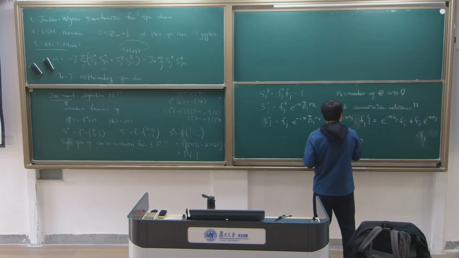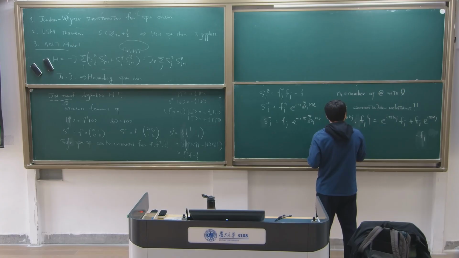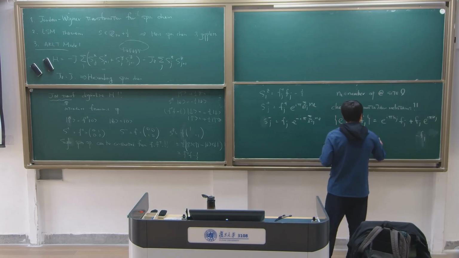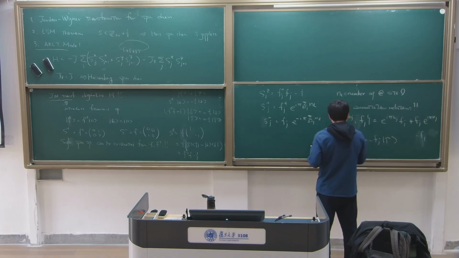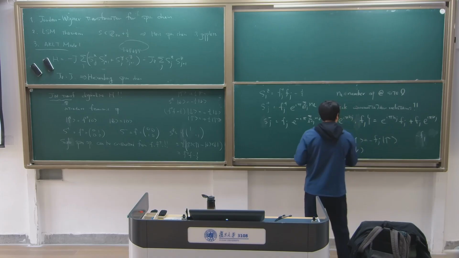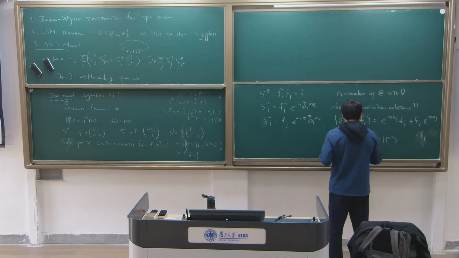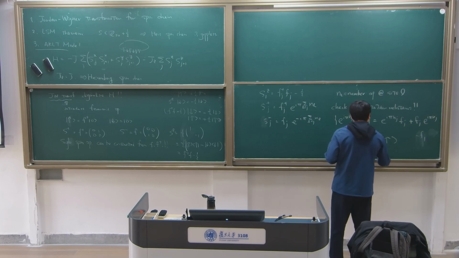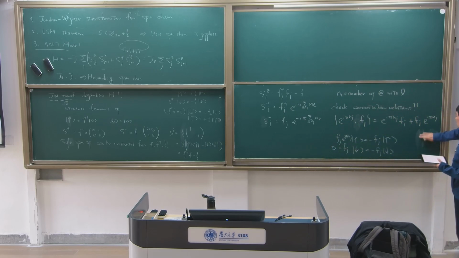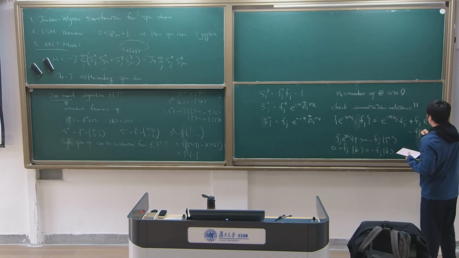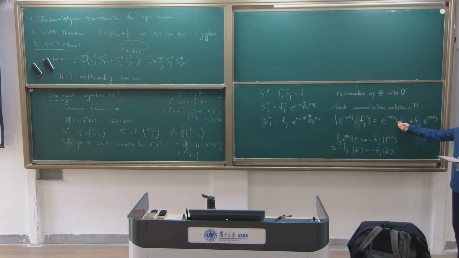Here, e to the pi i Nj Fj is minus Fj. On the other hand, here is just an Fj, which is equal to 0, but this is equal to Fj. Okay. So therefore, this is minus Fj.